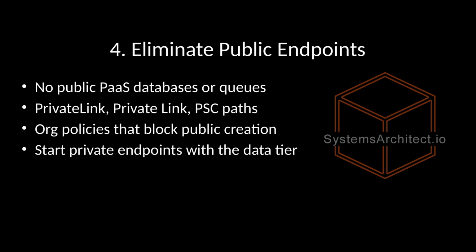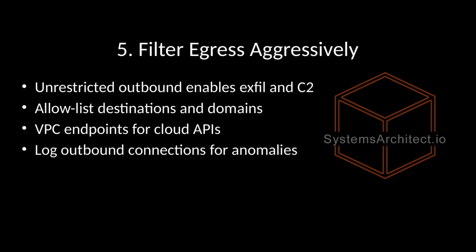Disable publicly accessible flags on managed databases and attach private endpoints with private DNS so apps keep normal host names. Fifth, filter egress aggressively. Unrestricted outbound lets a compromised host exfiltrate data, pull malware, and talk to command and control over ports that look normal, like 443 or 53.